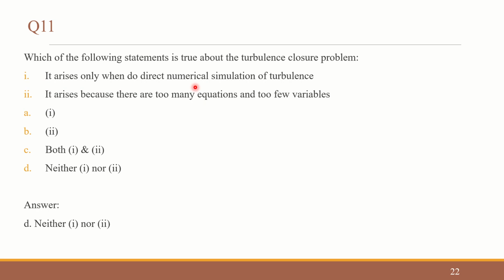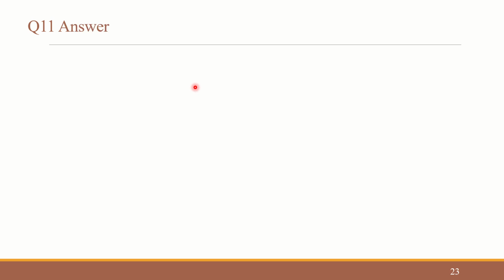In general, we use closure relations in those cases only, right? When we go with DNS, we do not have the need for closure problems. Second, having too many equations and too few variables is not the case. We go with closure problems when we have too many variables and too few equations. So both of the statements are actually false. So the answer is therefore D, neither 1 nor 2. We'll have a quick explanation for it.